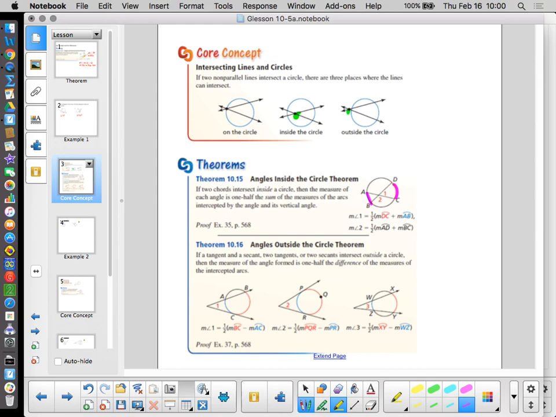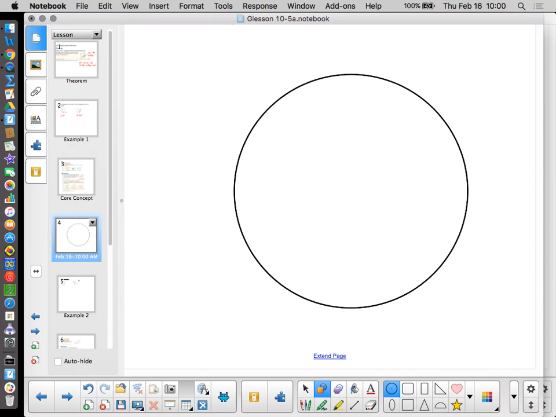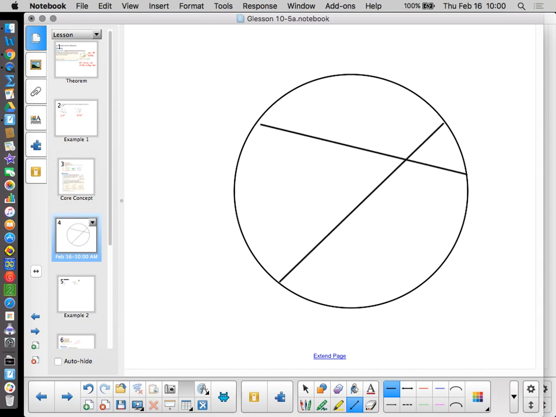Now those arcs are very clearly different. In fact, I could probably see that better on a slightly larger picture. So let's go ahead and make a nice large circle. And I'm going to have one here and one here. Okay, there are my two chords. I'm going to call this angle 1 and angle 2.